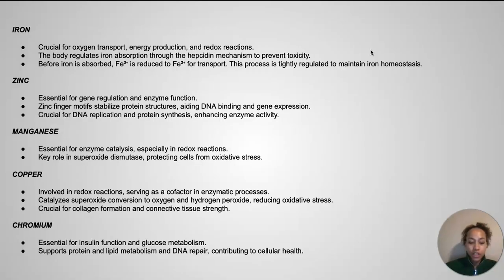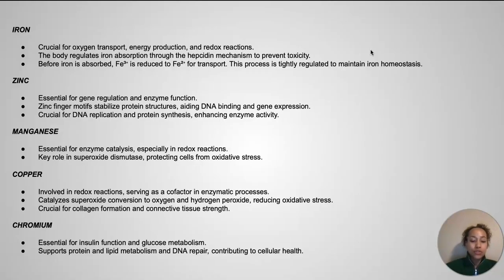Transition metals can function as catalyst cofactors in enzymatic reactions, increasing reaction efficiency by stabilizing intermediates. And additionally, they can function as Lewis acids, accepting electron pairs to facilitate biochemical interactions and enhancing biochemical reactions.